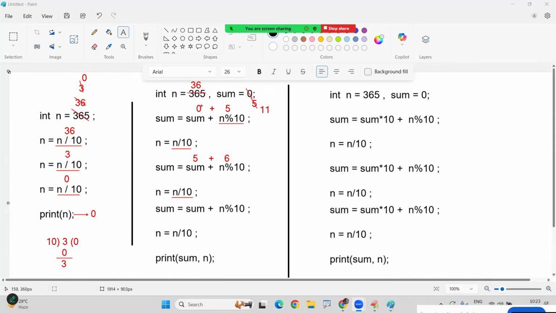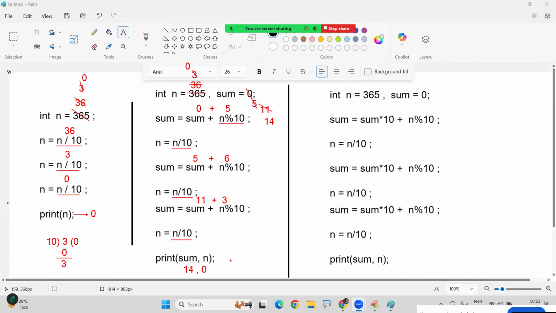Next, n / 10. In 36, if you remove the last digit, what is the value? 3. Now, sum value is 11. 11 plus, in 3, what is the last digit? 3 only. 3 mod 10, last digit is 3. 11 plus 3 is 14. So then n / 10 means that value finally becomes 0. So here the sum value is 14 and n value becomes 0.